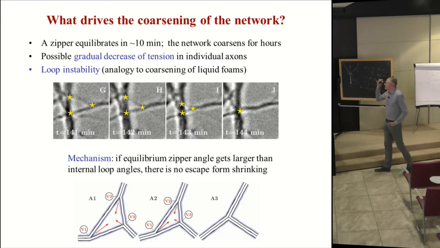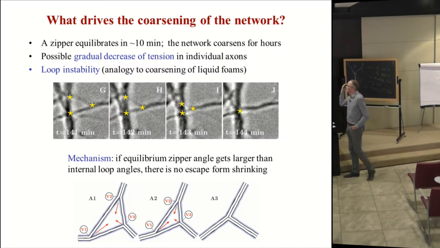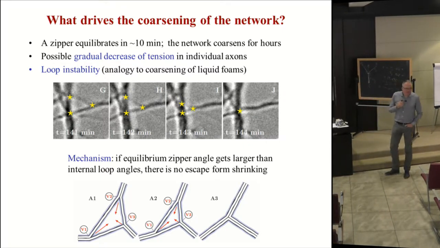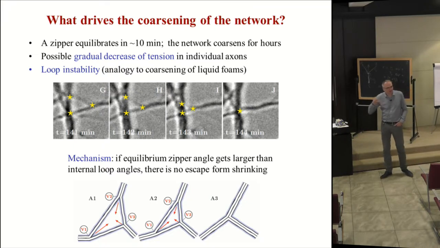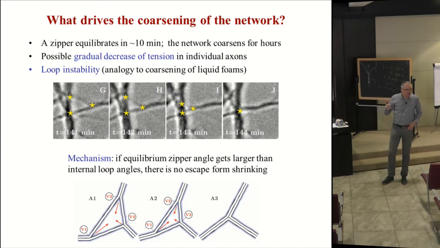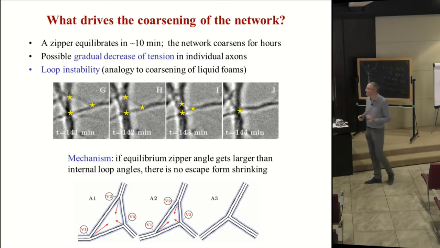But I want to come back to this question. What actually drives the coarsening of the network? It's actually not so simple, because for these zippers, I showed you the time scale for the individual zippers was a dozen minutes. But the coarsening happens over many hours continuously. So it's not just that at the beginning you had some zippers in disequilibrium and you waited until they equilibrate and that's why it was coarsening, right? The time scale of the coarsening is completely different from the time scale of these individual zippers.